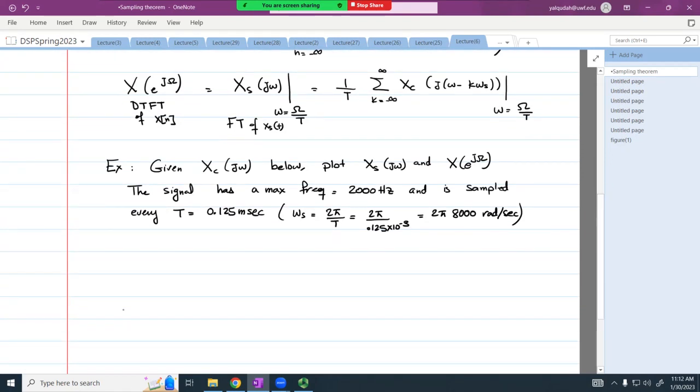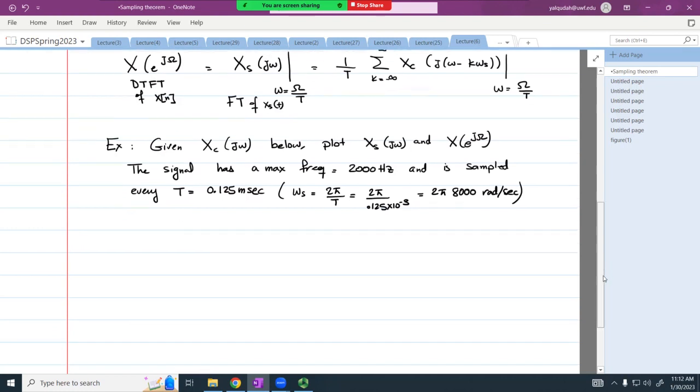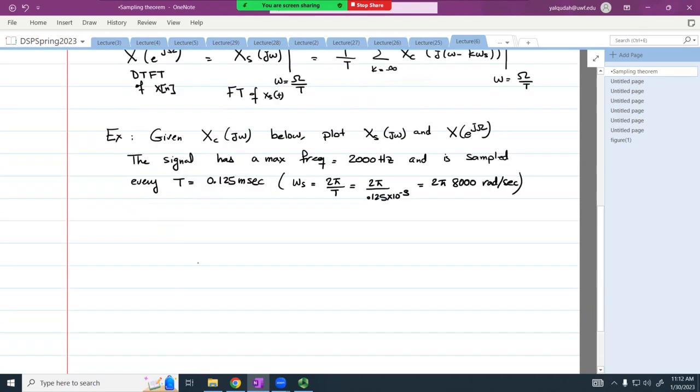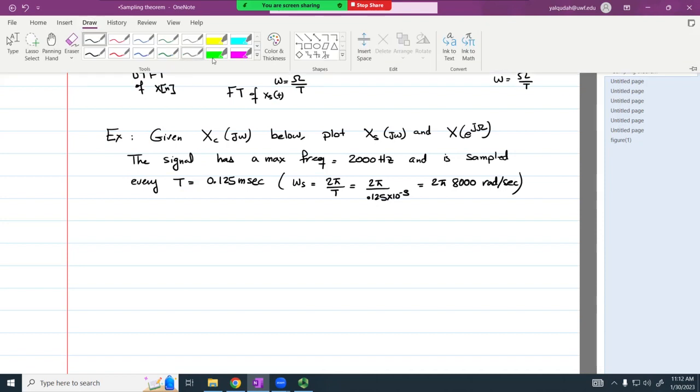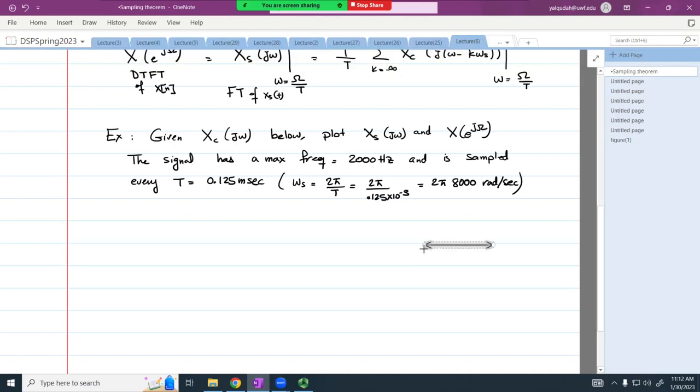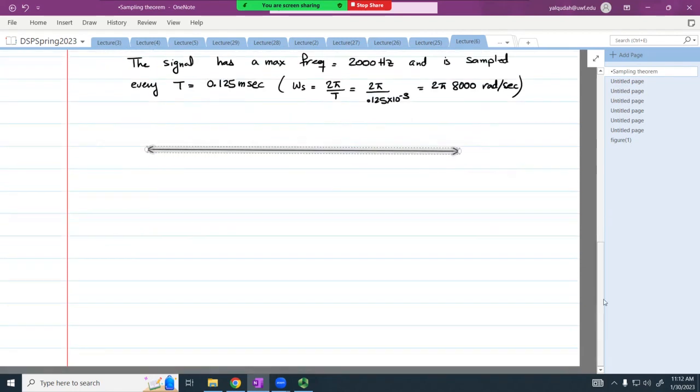So we're going to sketch the spectrum of Xs(jΩ), and we're going to plot the spectrum of X(e^jω). So let's do that. So this is the signal, and let's put them all in one graph.